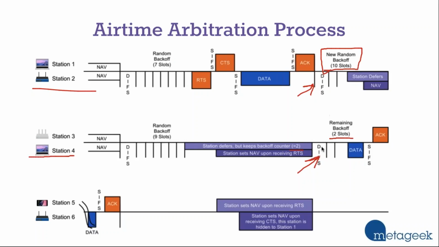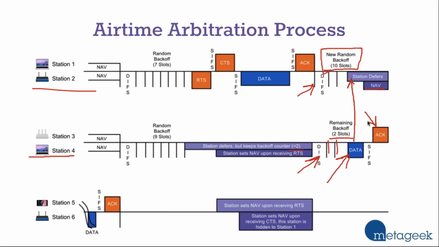So now they're going to count in unison. 1, 2, and station 4 is going to go 3. Okay, it's my turn to talk. And so it's going to transmit its data. And when it does, station 2 sees that and sets a NAV timer and defers and backs off. So station 4 transmits the data, and then station 3 replies with the acknowledgement.